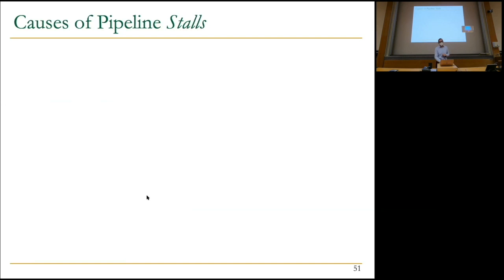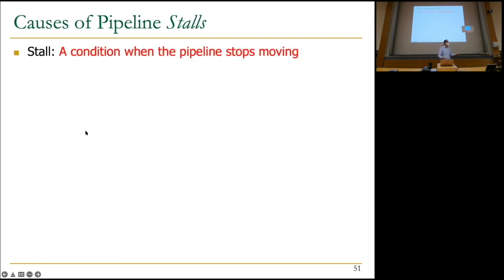So let's talk about causes of pipeline stalls. So what is a stall, first of all? Let's define this clearly. Basically, it's any condition when the pipeline stops moving. I mean, not all of the pipeline needs to stop moving. Some part of the pipeline stops moving, basically. You cannot move this instruction to the next stage because it requires something that has not been produced yet, or it requires a resource that's busy, right?